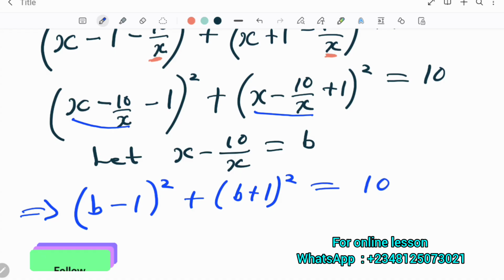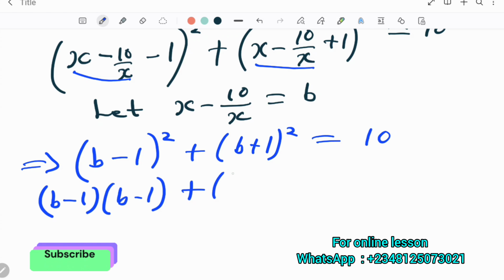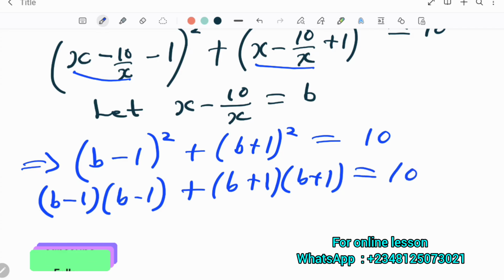We can now open the bracket so that we can form a quadratic equation. If I expand this, it means I have (b − 1)(b − 1), plus (b + 1)(b + 1), equal to 10.